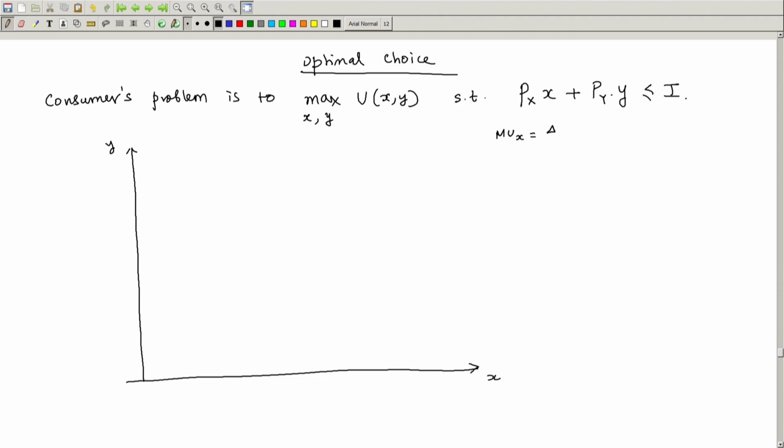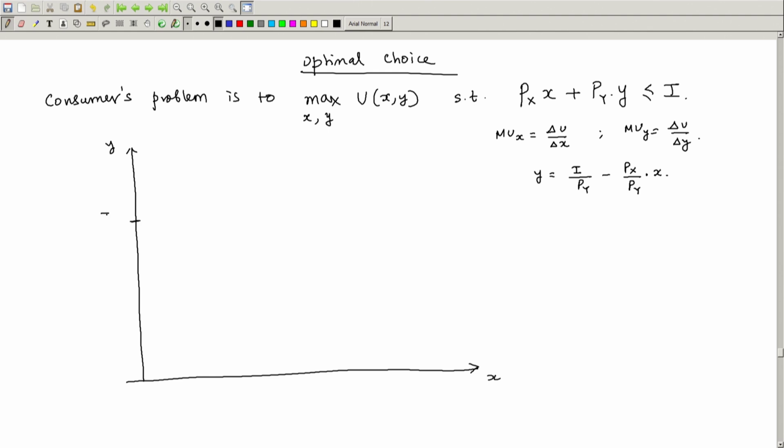Recall, MUx is delta u over delta x, MUy is delta u over delta y, and the slope of the budget line is given by y equals I divided by py minus px upon py times x. So let's get the budget line.